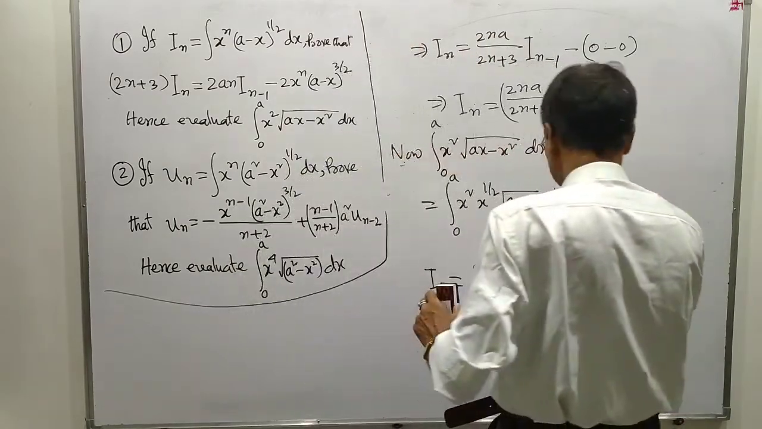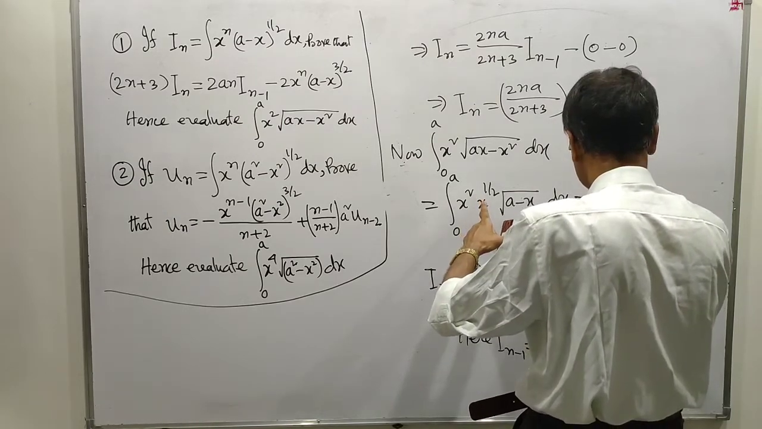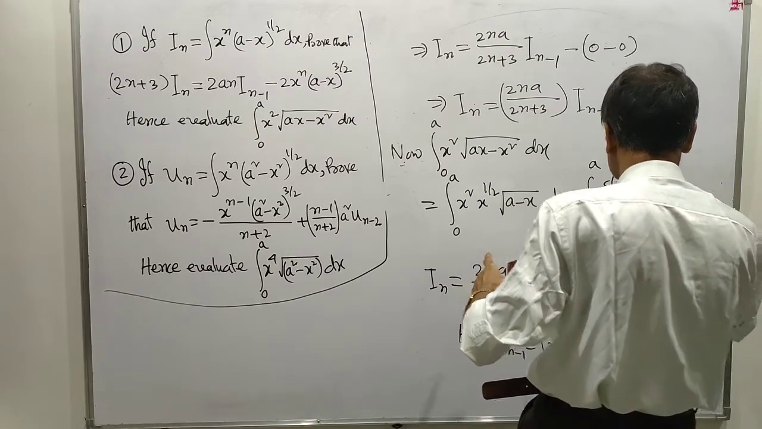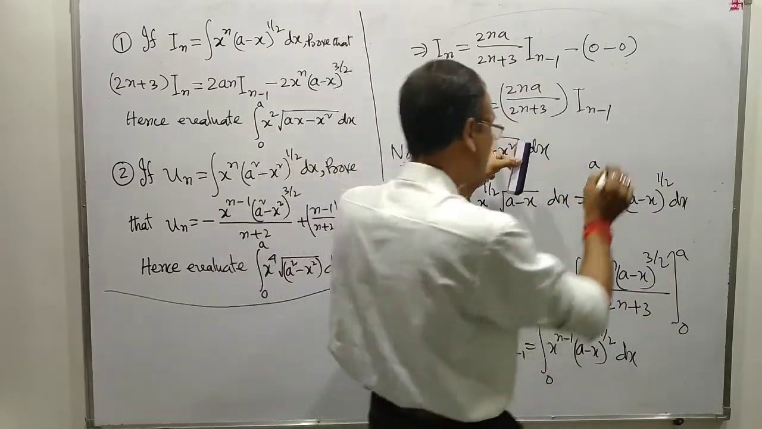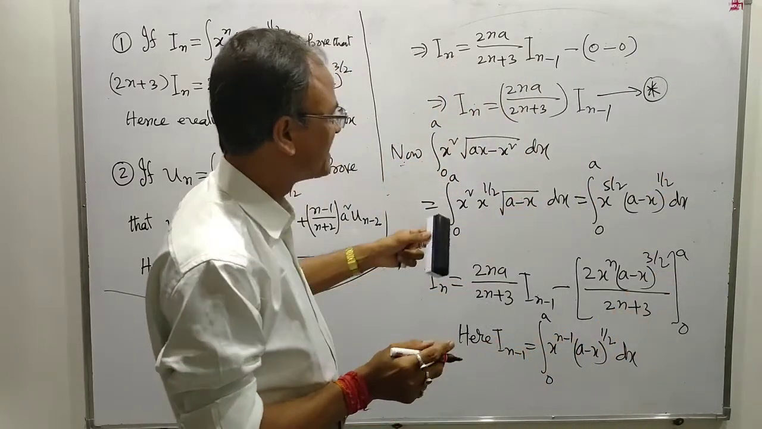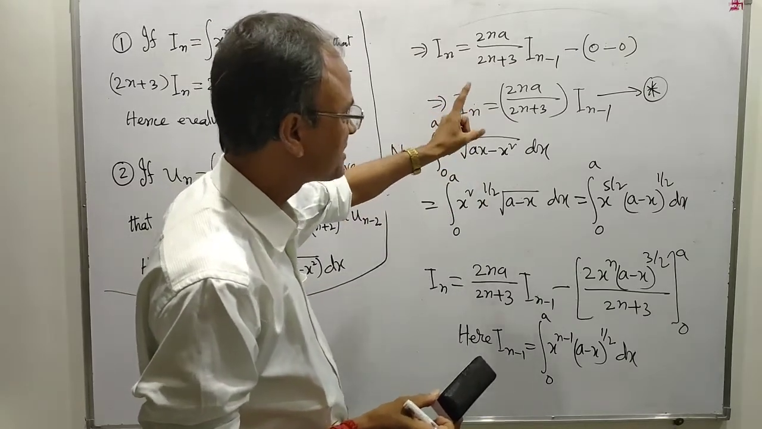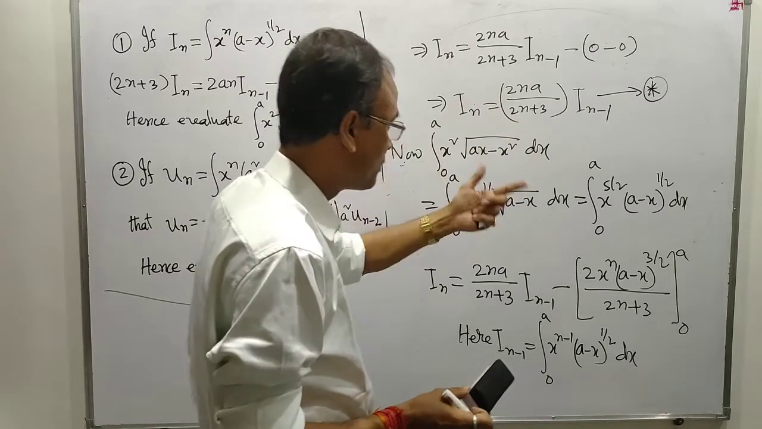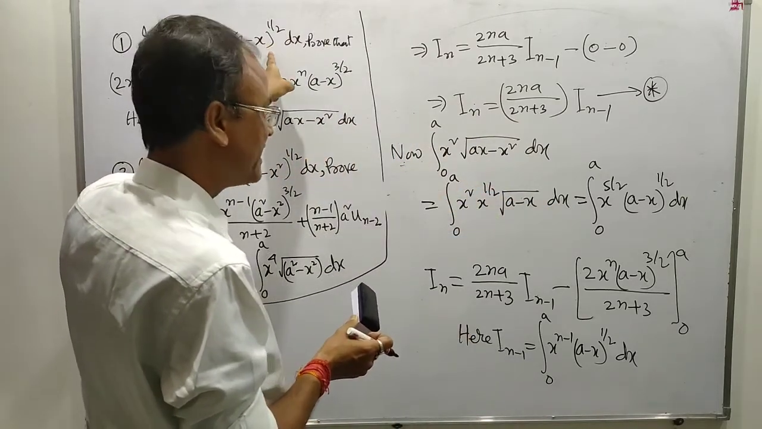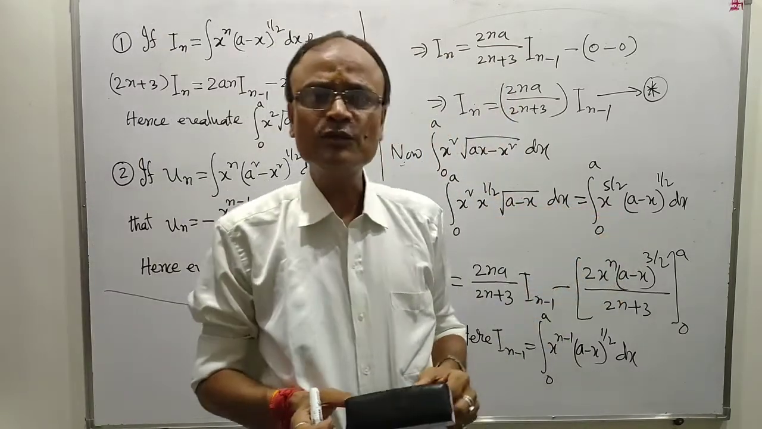This is equal to the integration from 0 to a of x to the power 5 by 2 (a minus x) whole to the power half dx. Compare this with this. Suppose this is star. Comparing this with star, I want to say that I_n equal to this one, x to the power n (a minus x) whole to the power half. It will definitely be I_{5/2}.